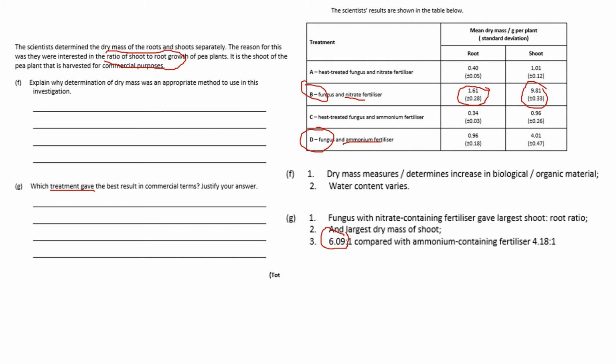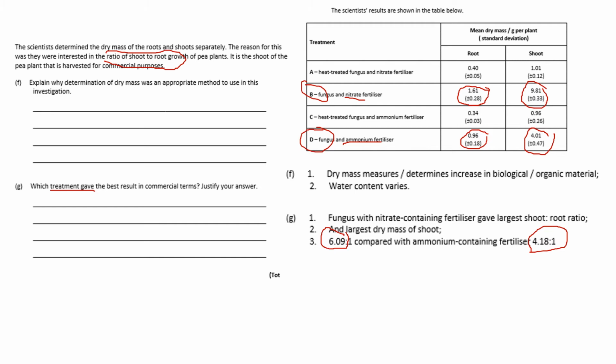Now, if you do the same for the ammonium containing fertilizer, you're going to take 4.01 and divide by 0.96 to give you the ratio of shoot to root growth when there's the fungus and the ammonium fertilizer. That will give you a ratio of 4.18 to 1. So commercially, you're getting more shoot growth with the nitrate fertilizer than you are with the ammonium fertilizer compared to the root growth. Remember, a ratio is just comparing two figures.